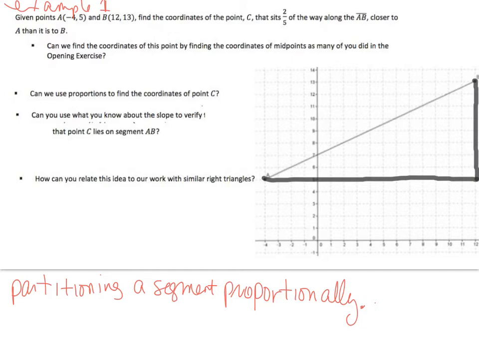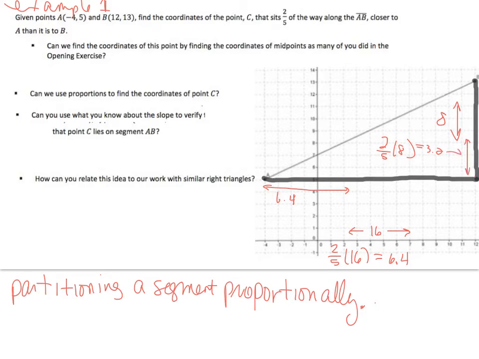Alright, so can I use proportions to find the coordinates of point C? I can. So if the whole length of the bottom is 16, and this whole side is 8, I'm trying to find 2/5 of 16. So 2 times 16 is 32, divided by 5 is 6.4. So I'm trying to go, that's 4, 5, 6, 6.4 over. And 2/5 of 8, 2 times 8 is 16, divided by 5, 3.2. So I'm going up 1, 2, 3, and a little bit. That is 3.2. So I can use proportions, and it works great. I just don't have happy even numbers.